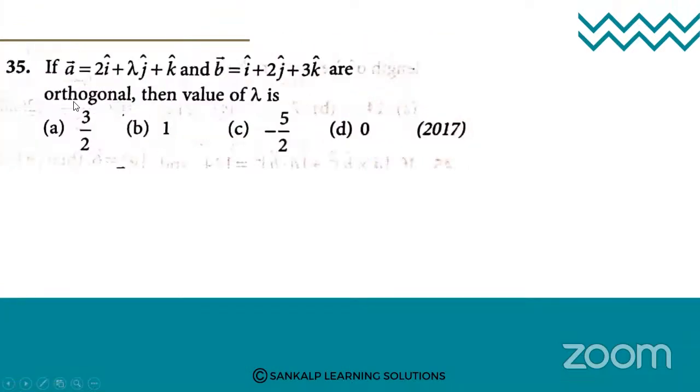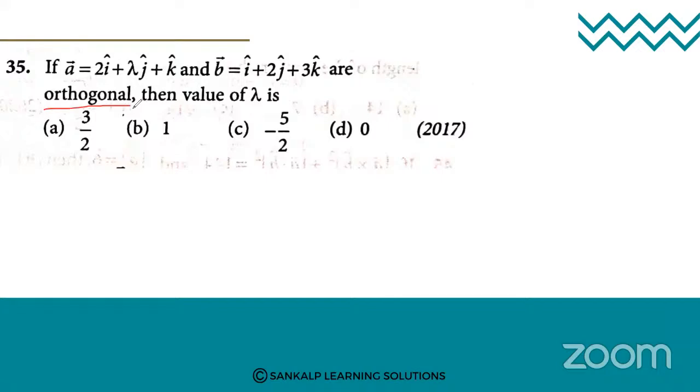So see, if a is equal to 2 i cap plus lambda j cap plus k cap, and vector b is equal to i cap plus 2 j cap plus 3 k cap, and they are orthogonal, then the value of lambda is? Orthogonal means the angle between them is 90 degrees.